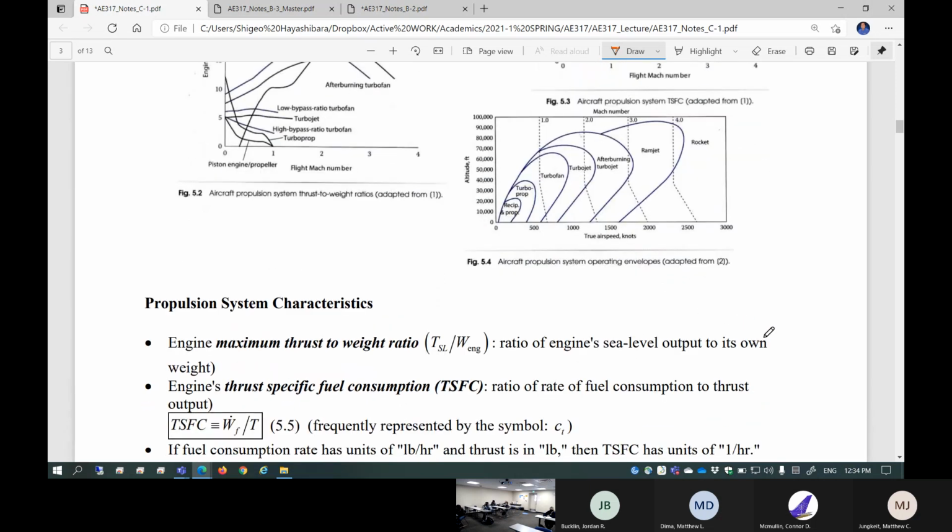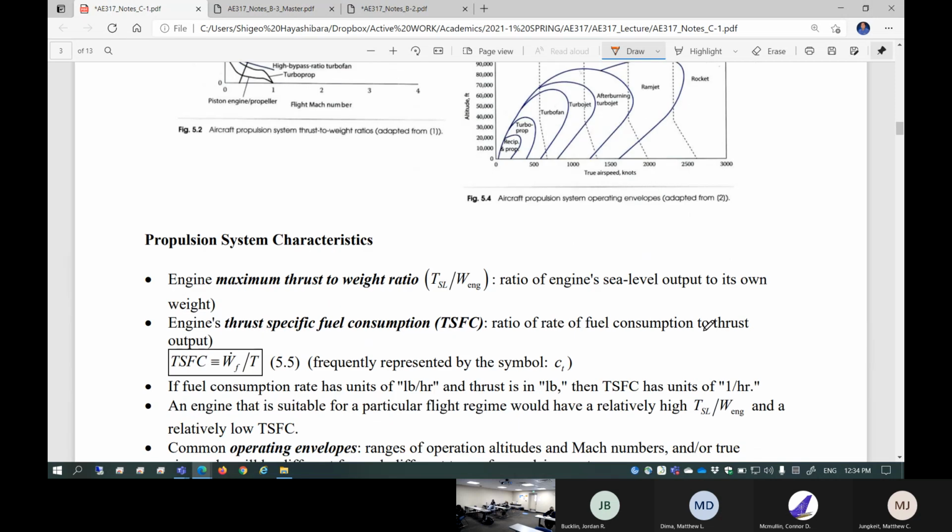The other one is quite important: engine thrust specific fuel consumption, TSFC. This is how much fuel you're going to consume in order to generate a certain amount of thrust. Now, be careful about that. In this unit, I just keep using T as thrust. T is thrust, okay? For temperature, I'm going to use temp. Temp is temperature. So I just differentiate, because it's so confusing, okay? So if you see T here, it's thrust. Oftentimes TSFC is represented by CT. This is thrust-specific fuel consumption.